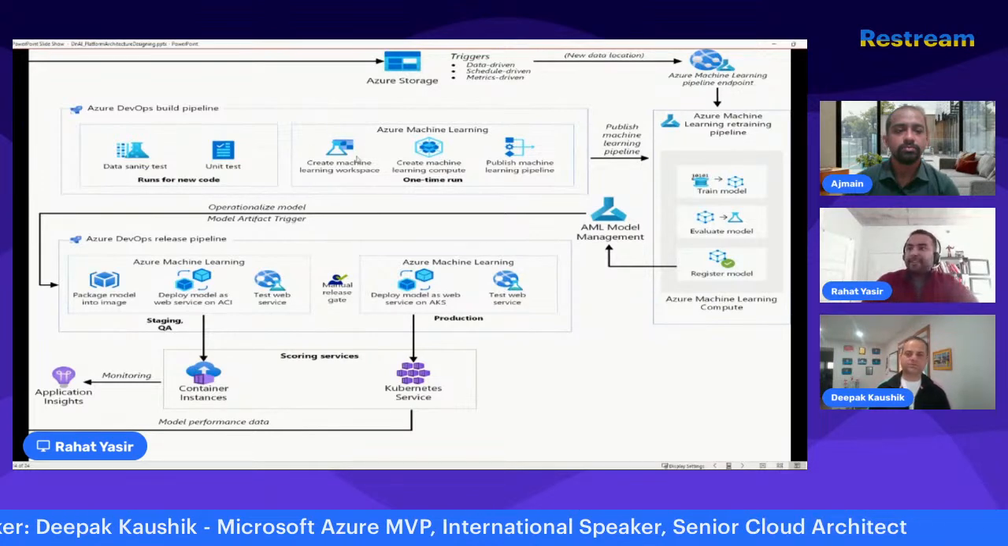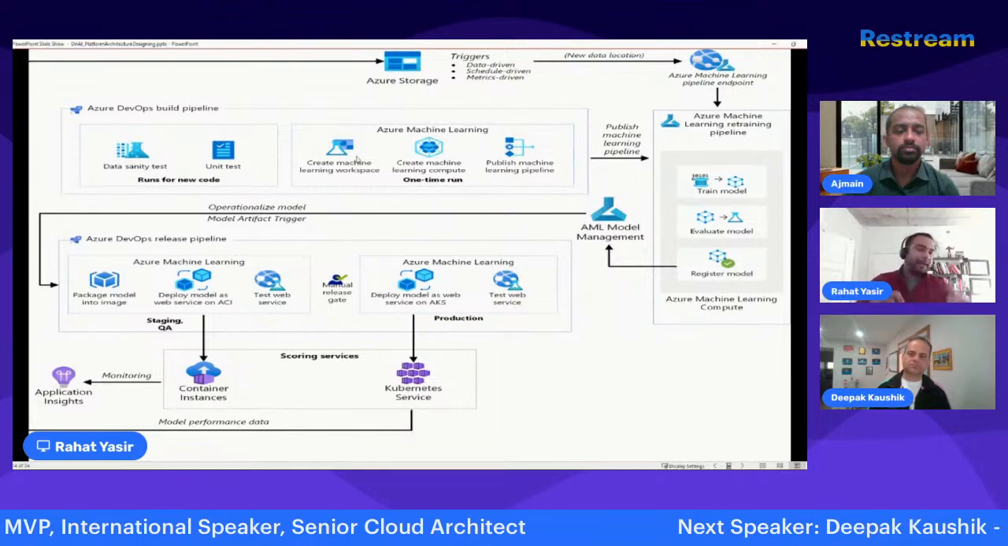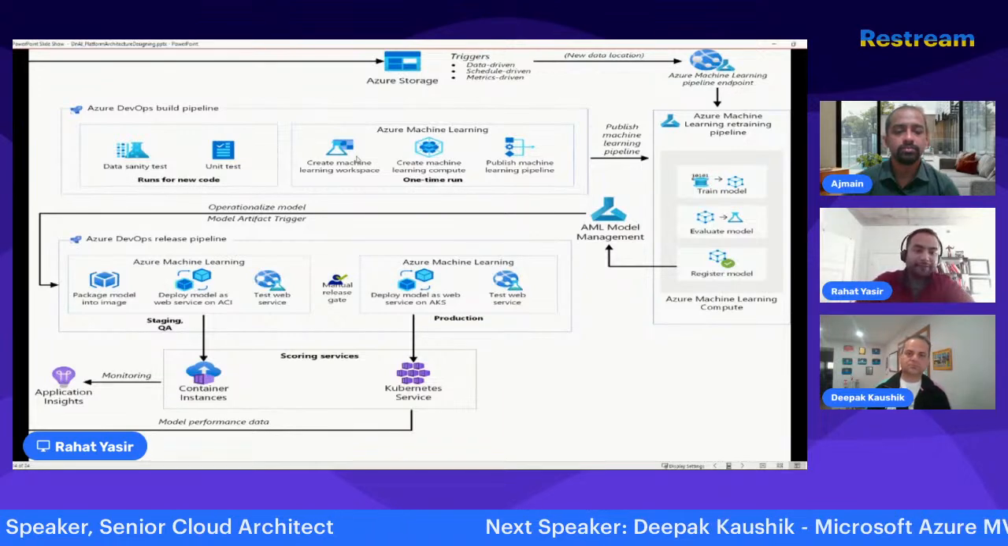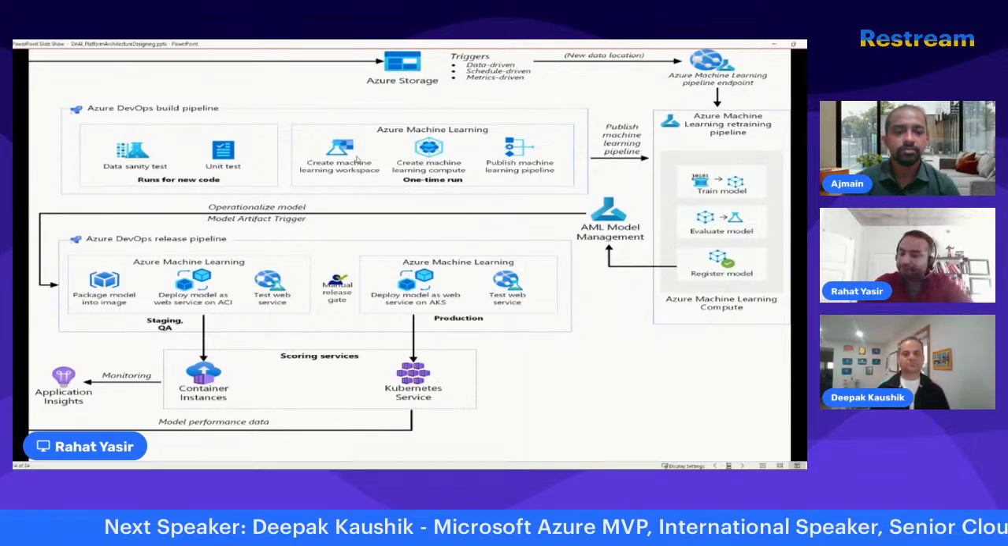So that's it. My high-level overview of the AML platform and the data platform, and Deepak bro can take it forward from the data side. But if anyone has any questions, feel free to ask me.